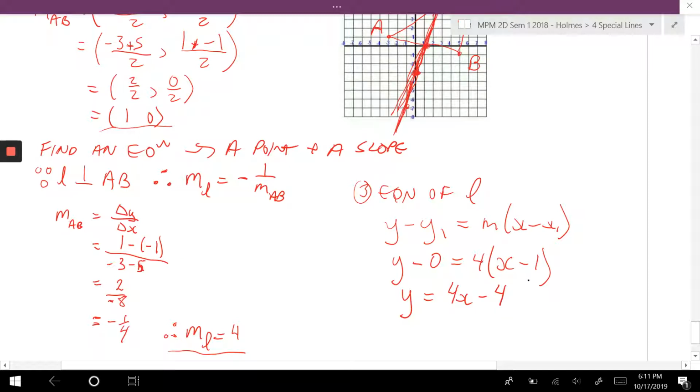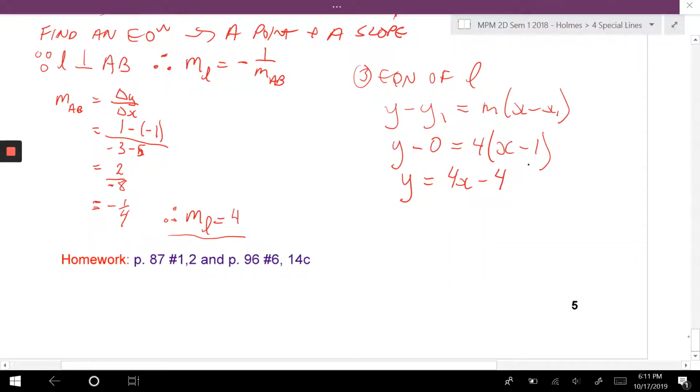All right, so those are some applications of using parallel and perpendicular lines to come up with equations of lines. You've got some practice questions that I recommend that you work on. Okay, if you've got questions, let me know.